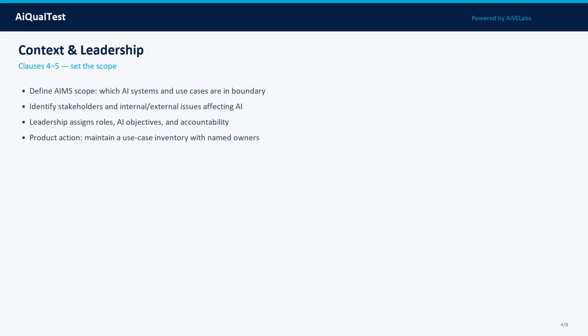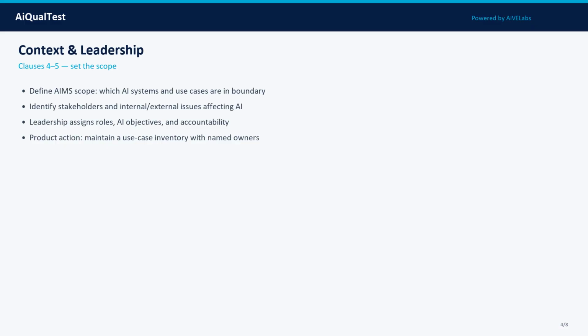Clause 4 is context. Who are your stakeholders? What internal and external issues affect AI use? What is the scope of your AIMS? Product teams contribute system boundaries, use case inventories, and dependency maps.